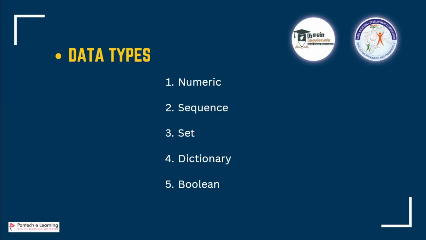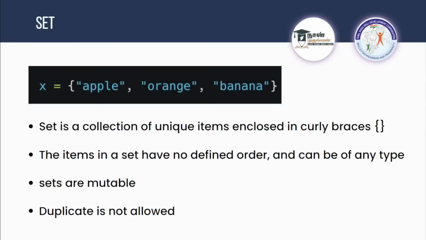Okay, so we'll start with the set now. A set is also a collection of unique items enclosed in curly braces. Watch that line again: a set is a collection of unique items. What are unique items? It means that in a set you can have an element only once. You cannot have a duplicate. Duplicates are not allowed in a set. That is the property of a set. If it is a collection of items enclosed inside curly braces, then you can consider it a set.